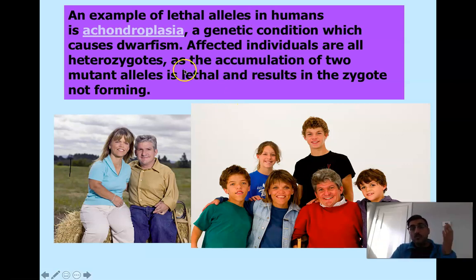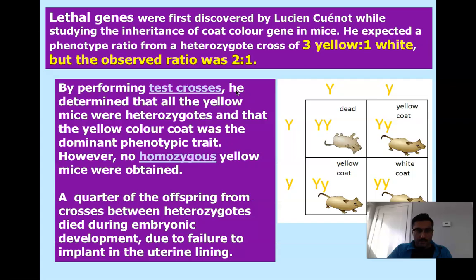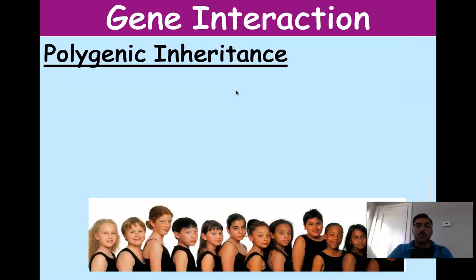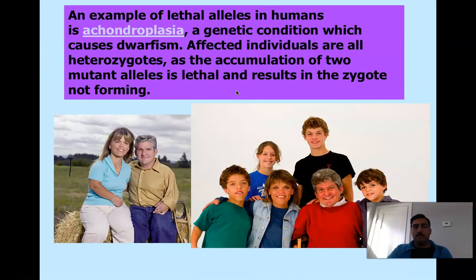The accumulation of two mutant alleles is lethal, which would result in the zygote not forming, so you would die off. If you have dwarfism, you can only have the genotype capital letter, lowercase letter. You have to be heterozygous, because if you had two capital letters, you would have died early on in development during your zygote stage. So very similar to what we just saw with these mice here. And so that, in terms of lethal alleles, is important to recognize.